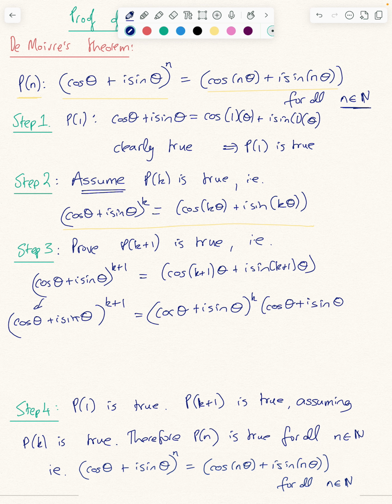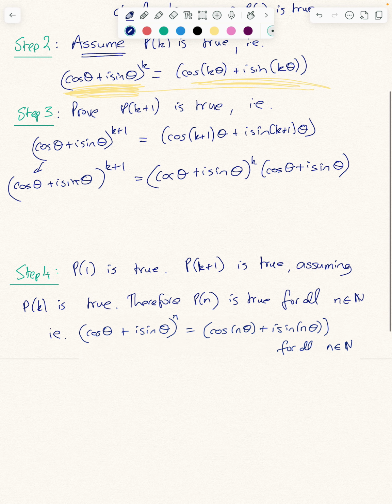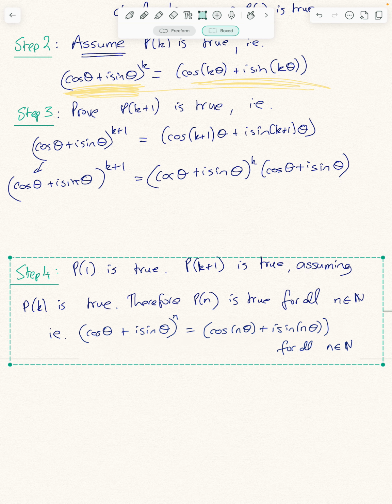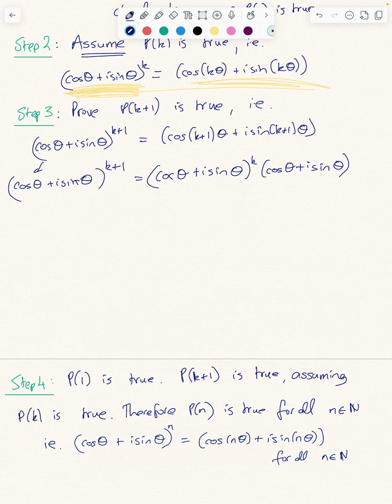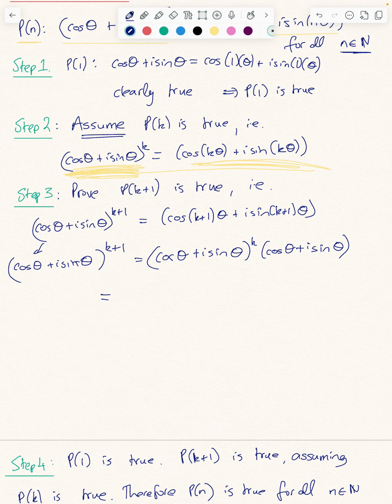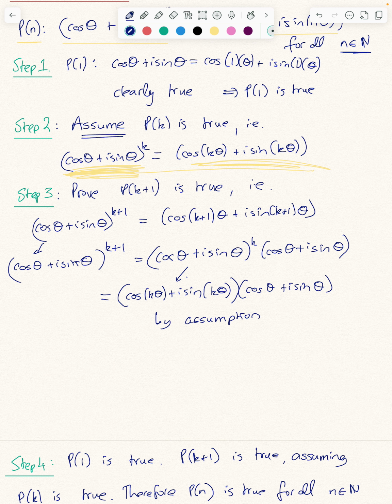The reason I do that is the left hand side of the assumption is appearing. I know what this is by assumption. It is equal to this over here. So I have the conclusion written already. So this here is equal to (cos k theta + i sin k theta) times (cos theta + i sin theta). And just to be absolutely clear where that came from, that's equal to that by assumption. And that has gotten rid of the problematic power of k.